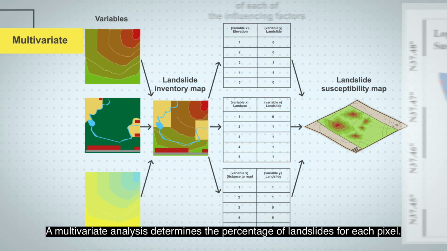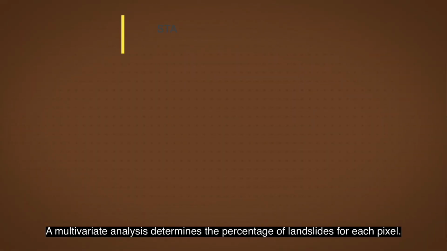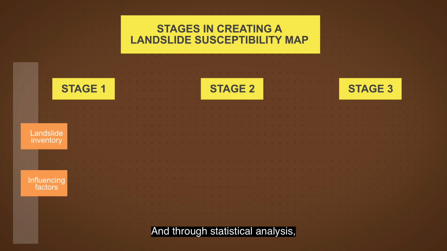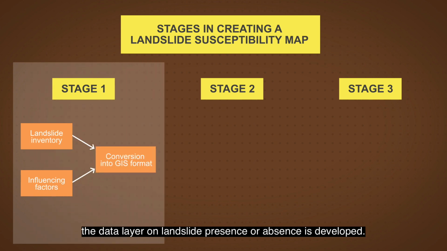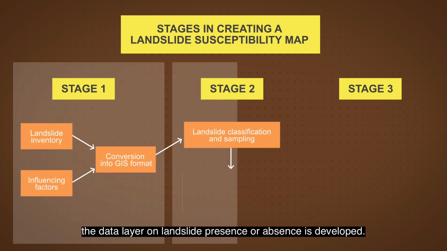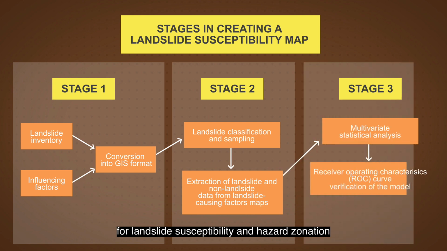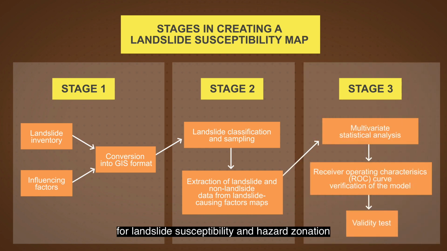A multivariate analysis determines the percentage of landslides for each pixel. And through statistical analysis, the data layer on landslide presence or absence is developed. The commonly used multivariate statistical methods for landslide susceptibility and hazard zonation are the logistic regression method and multiple regression method.